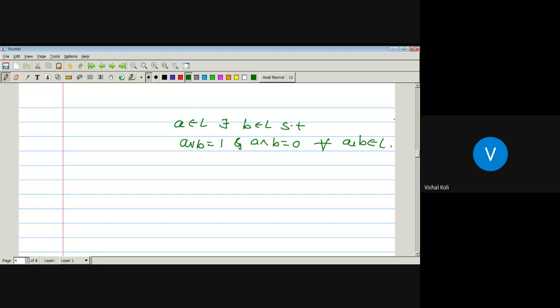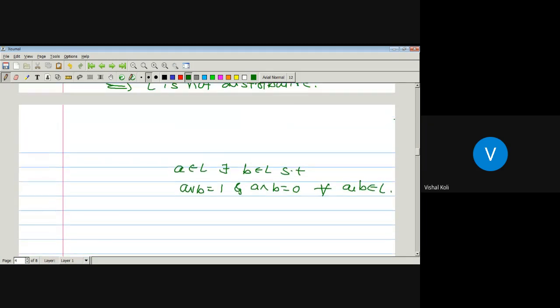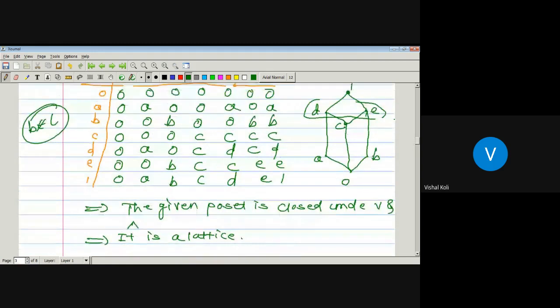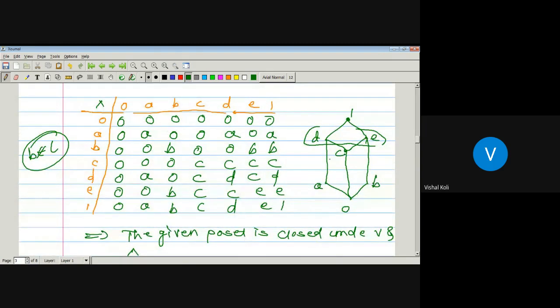Okay. Now, if there is any element belonging to lattice L having join with C is 1. What is the join of C and 0, which is C? C and A, D. C and B, E. C and D, D. C and E, E. C and 1, only 1, but the meet of C and 1 is C. So 1 is not possible. So except 1, there is no element in that lattice L having join with C is 1. Correct, Eka?